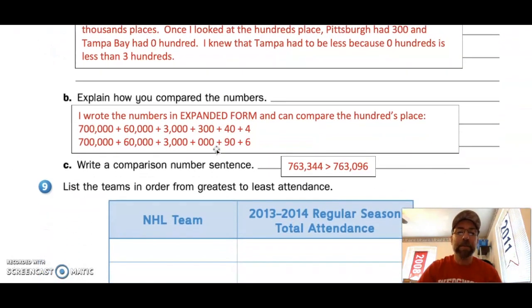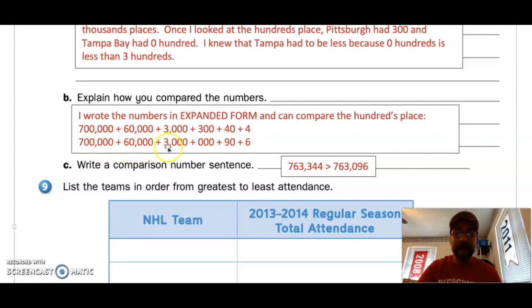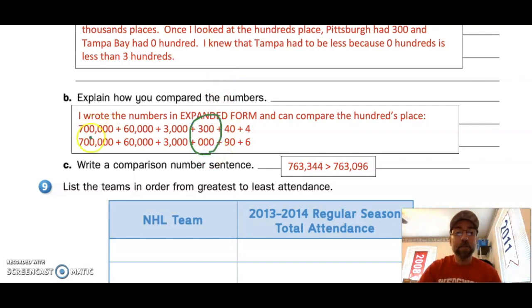How did you compare the numbers? I wrote the numbers in expanded form and compared the hundreds place. 700,000 plus 60,000 plus 3,000 plus 300 plus 40 plus 4. 700,000 plus 60,000 plus 3,000 plus 0 plus 90 plus 6. So we can see here that all of my number values are the same until I get to the hundreds place. And then I had to write the comparison number sentence.